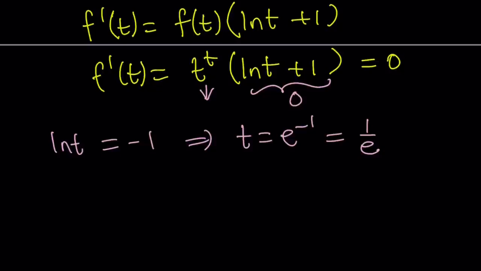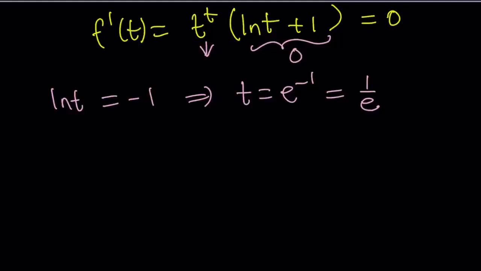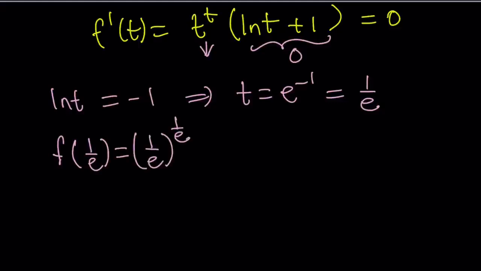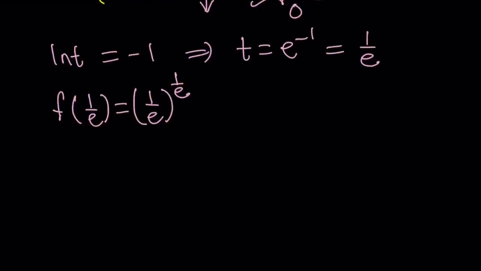We're going to find out by making a graph, but first of all, let's find out the f value at that point. f of 1 over e is going to be 1 over e to the power 1 over e. So you can guess that's going to be a small value, right? Obviously less than 1. We have a fraction raised to a fraction power, kind of like the root of a fraction. Think about it as, I don't know, square root of 1/2, right? It's less than 1. Okay, great.